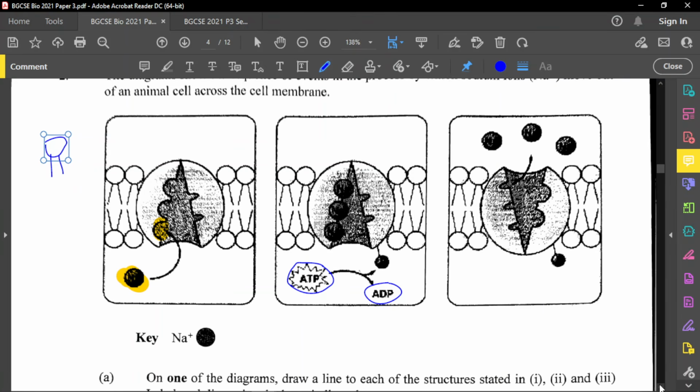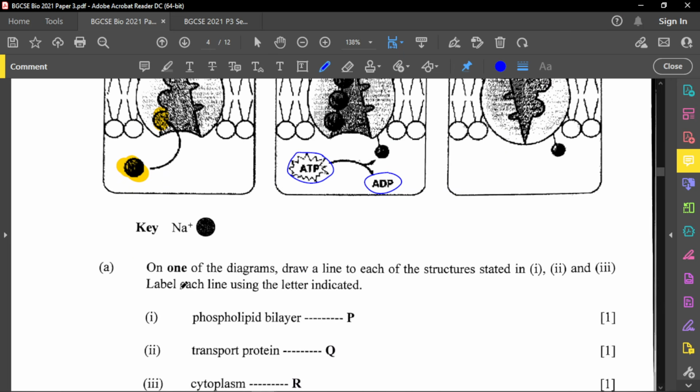What you need to know is that if the substance is moving across the membrane and it is not water, it is a type of what? Diffusion. So a diffusion process is taking place here. All right, but let's get into the meat of the matter, what they're asking us. They said, on the diagram, draw a line to each of the structures stated in 1, 2, and 3, and label each using the letter indicated.